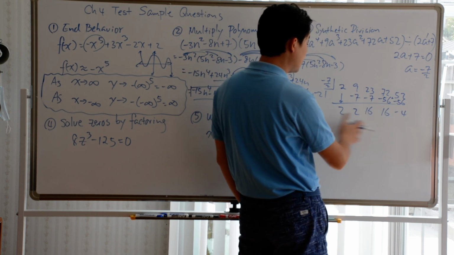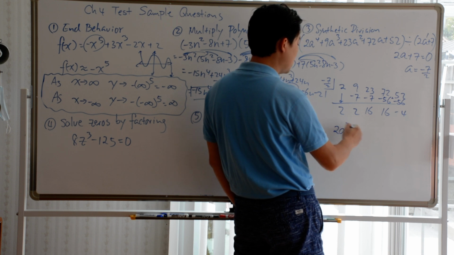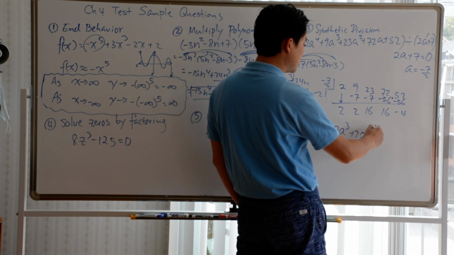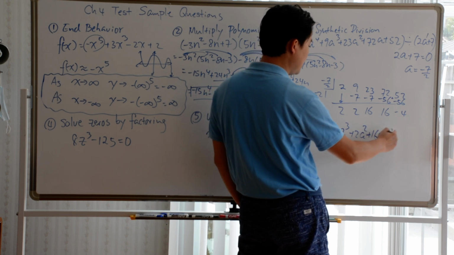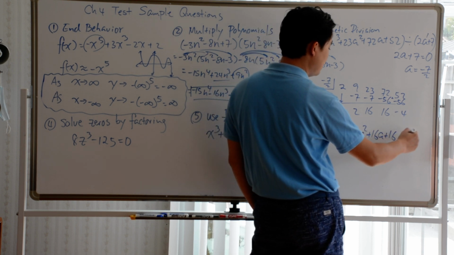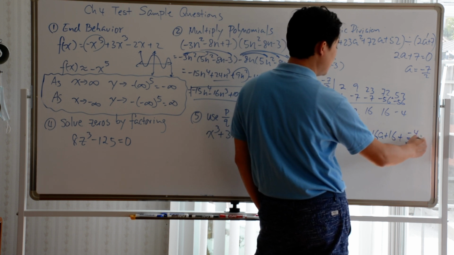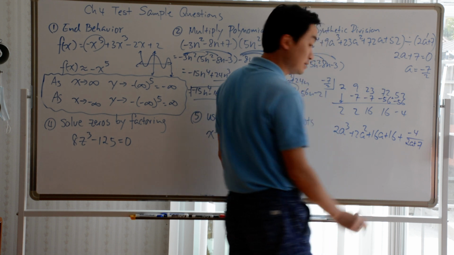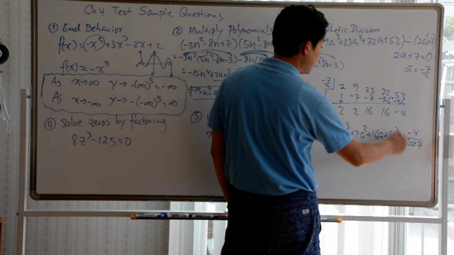So you might be wondering, is the quotient just 2a to the power of 3 plus 2a squared plus 16a plus 16, and then plus negative 4 all over the original divisor? Now a lot of people might be thinking that this is the final result. But this one is not the final result yet.